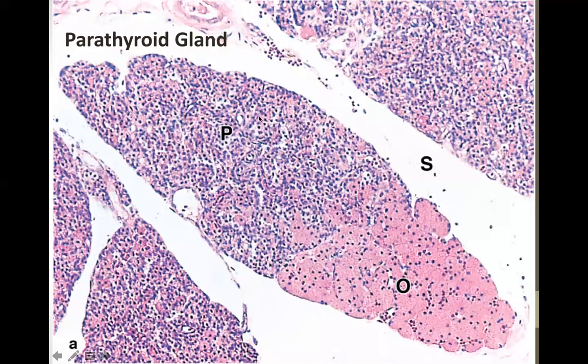So what's the function of the chief or principal cells? They secrete parathormone or parathyroid hormone, which increases the calcium in your blood. Okay?